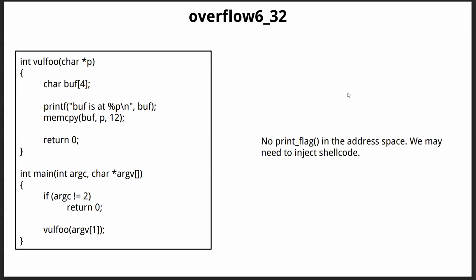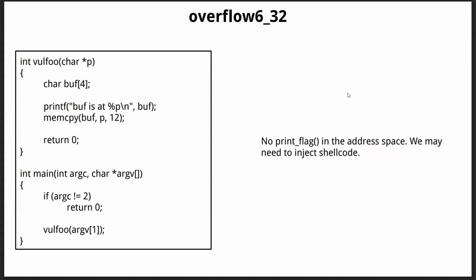This is overflow 6. I didn't name it overflow return 6 because you are not directly overflowing the return address here. Main function checks whether there are 2 arguments, that's it. Then the second command line argument is provided as the parameter for valfoo. So you know the input is the command line.